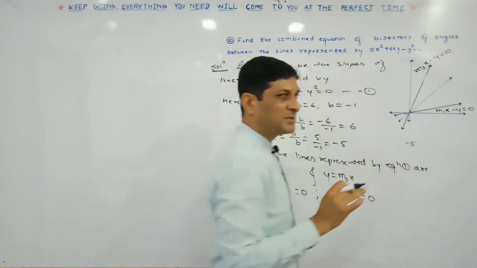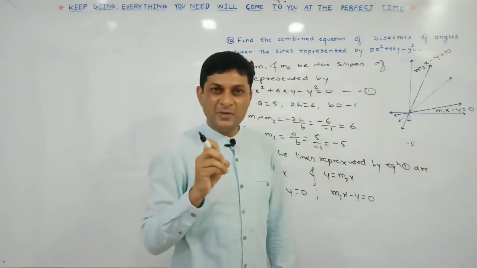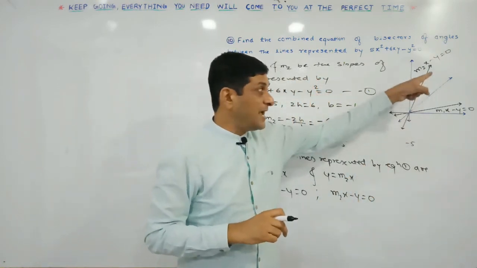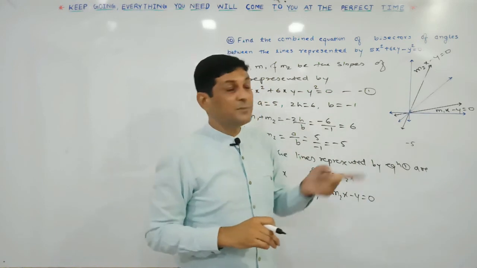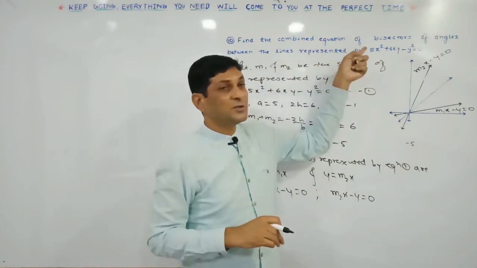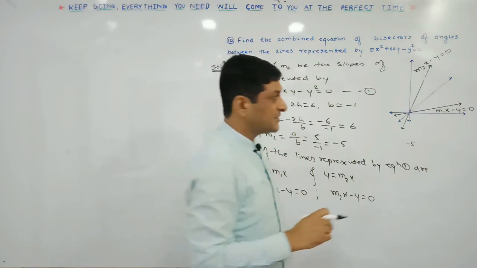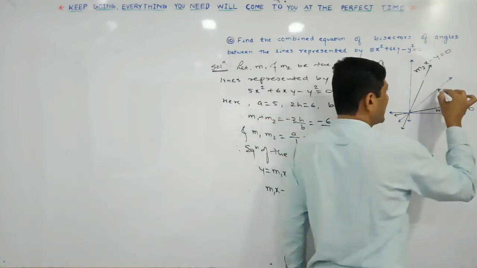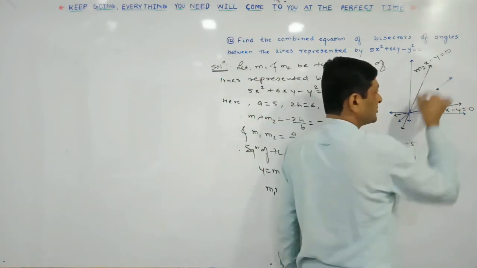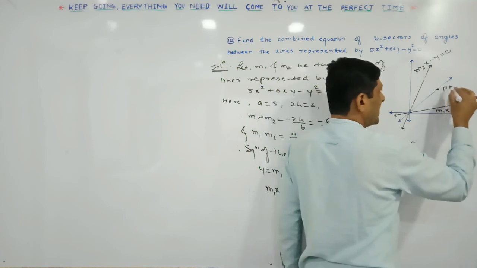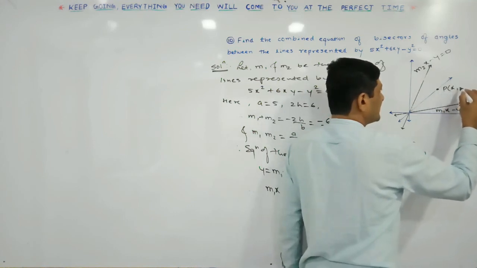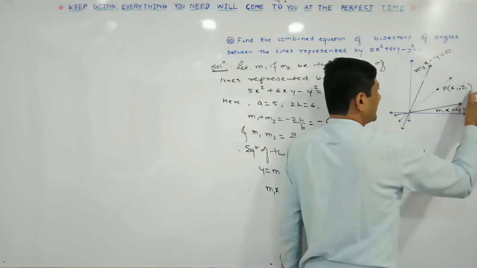Once the equations of these two lines are known to us, now consider a point on this angle bisector, because our aim is to find the combined equation of the bisector of the angle. Since we are finding the combined equation of the bisector of the angle between these two lines, let us take one point on this line and denote its coordinates by x1, y1.